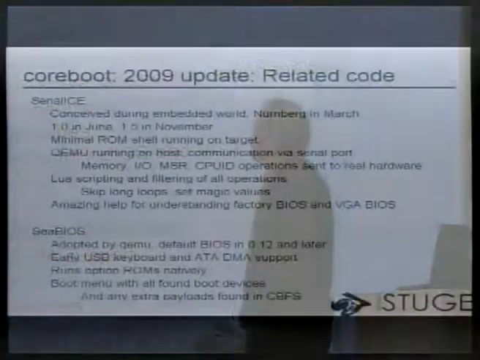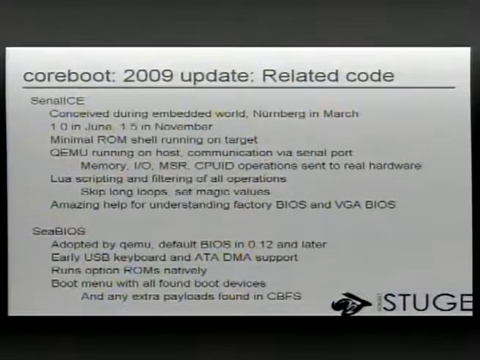Related projects, Serialice. This was an idea that a couple of guys had during Embedded World, well, we discussed it a lot during Embedded World in Nuremberg in March, and 1.0 was released in June, and 1.5 was released in November. This is just a very small program running on the target platform, a ROM shell, which accepts commands over a serial port. Then there's a QEMU part of Serialice running on the host system and communicating with the ROM shell.